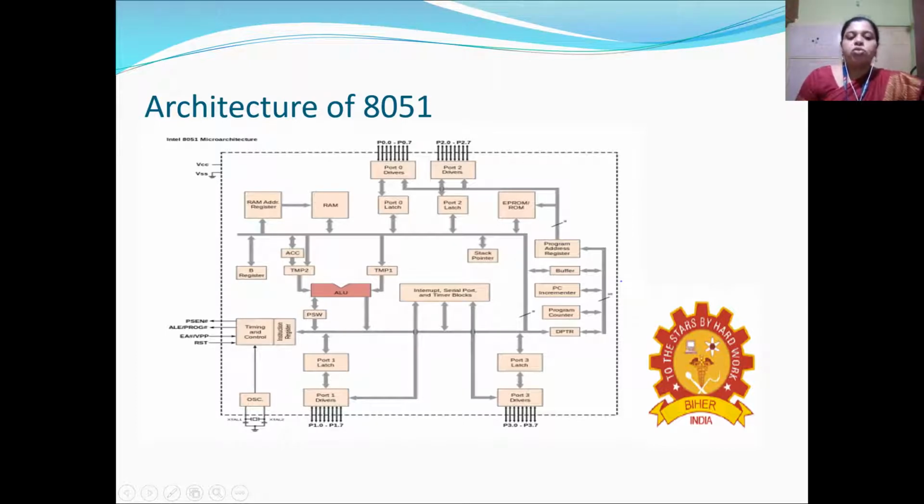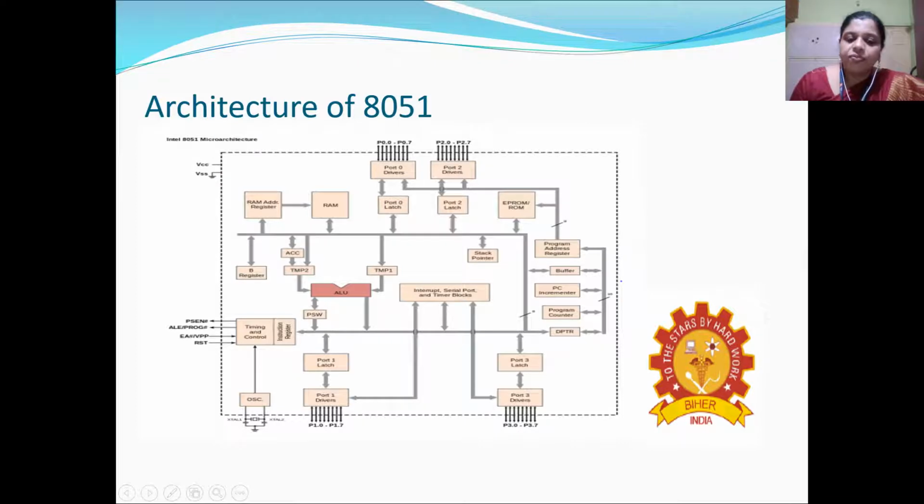Next, we will move on to the architecture of 8051, or the block diagram of 8051. Just now we have seen that in 8051 we have 4 ports. Based on that, we can see here 4 ports, that is port 0, port 1, port 2, port 3: port 0 driver along with the port 0 latch, similarly port 1 driver along with port 1 latch, port 2 driver along with port 2 latch, and port 3 driver and port 3 latch.